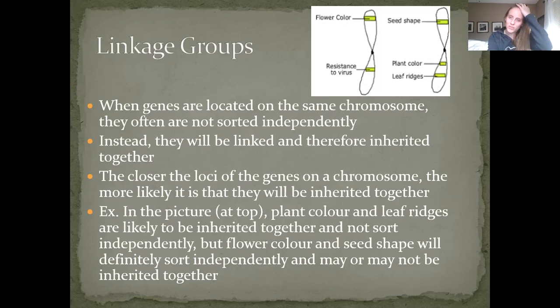So if we look at that picture on the top, which is showing 2 different chromosomes, the flower color and the resistance to virus are fairly far apart. So they could get separated with crossing over, whereas plant color and leaf ridges are quite close together. They're probably not getting separated. So therefore, it's most likely that if you have 2 traits inherited together, it would be the plant color and the leaf ridges. We're going to talk more about this later on as well.